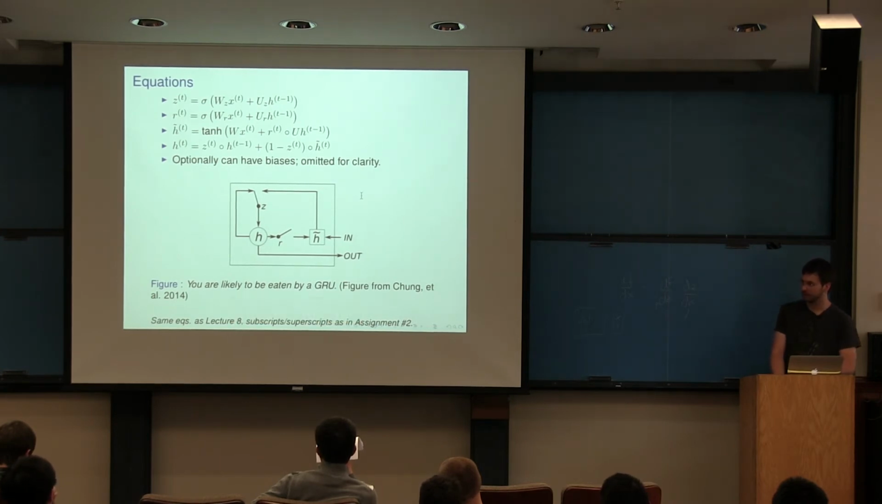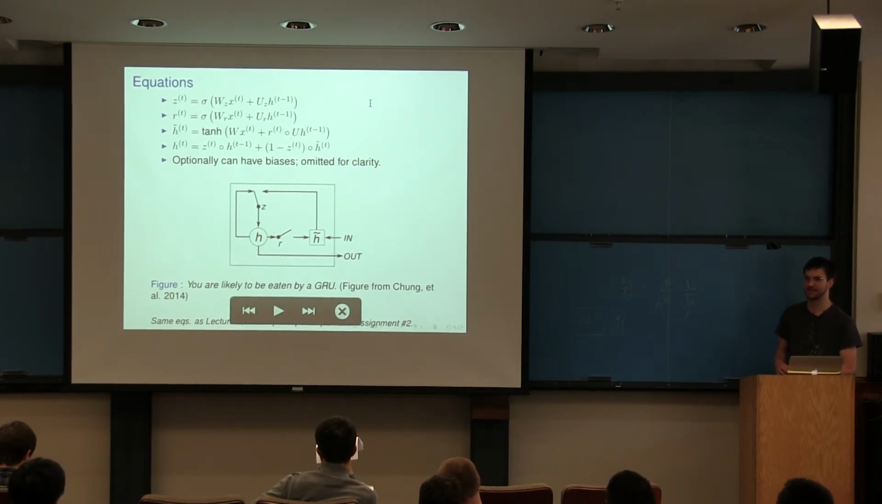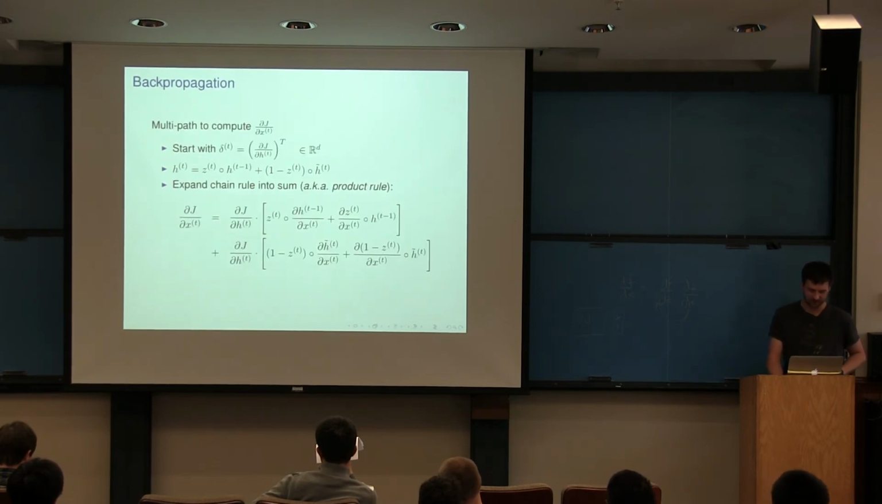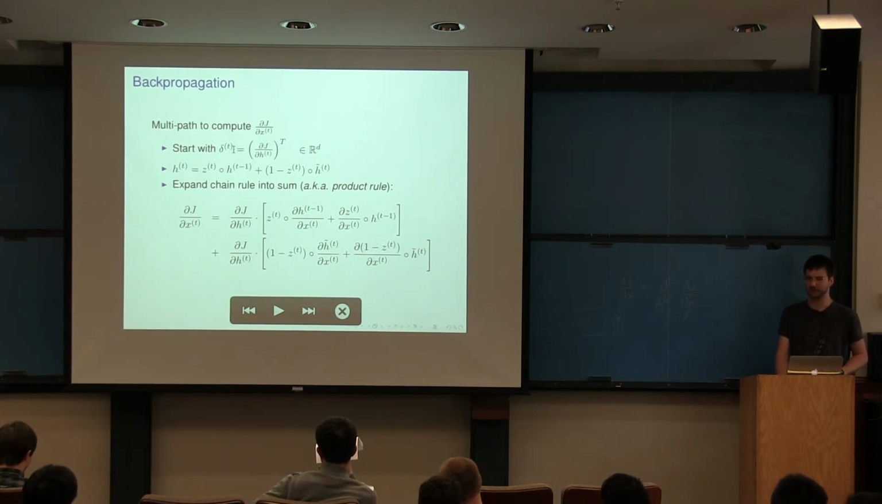So look at these equations. Now we're going to try to go backprop on these with respect to the input x of t. And you'll see how this gets a little bit tricky. So we want to compute this. And let's say we've already computed the error delta.